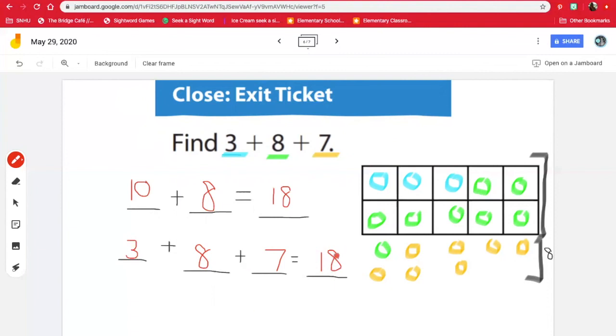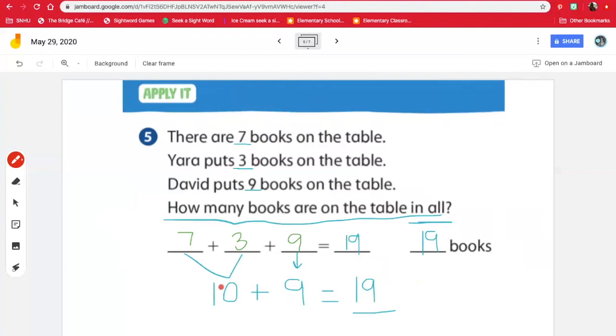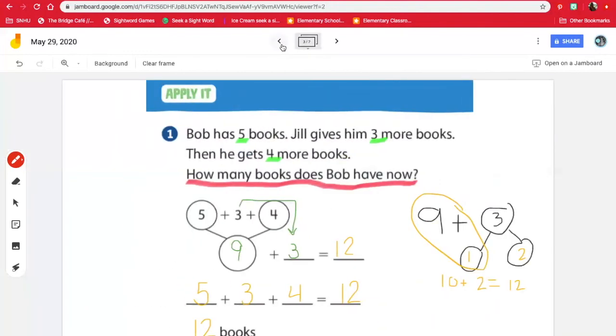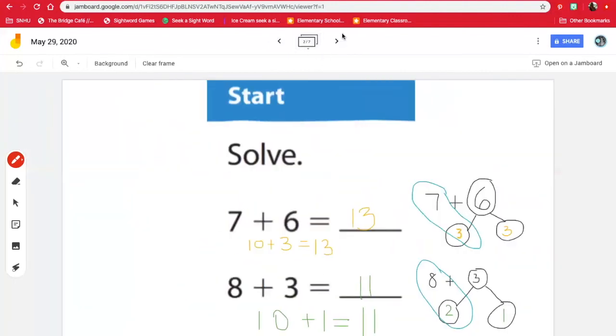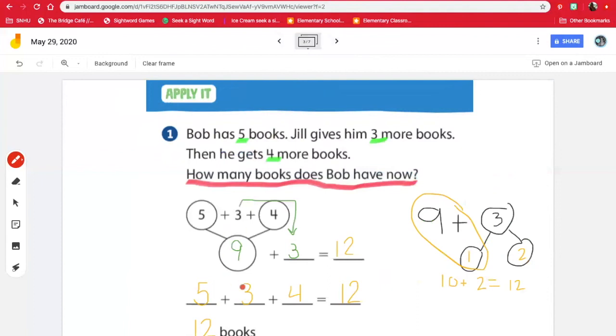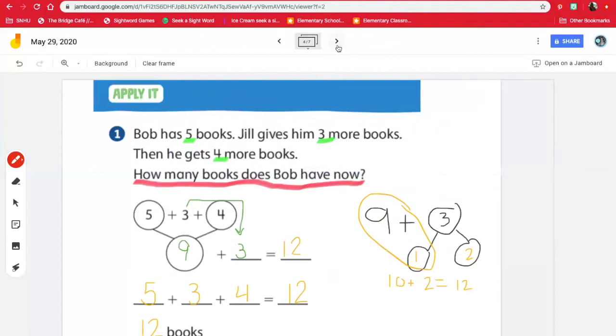Notice how in each of these problems, even though there's 3 numbers, I broke it down into a smaller equation with only 2. It's always easiest to make a 10 first, and you can absolutely do that. So even though there's 3 numbers, you can always make a 10 first.